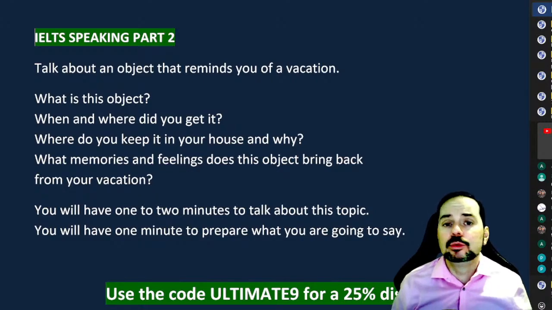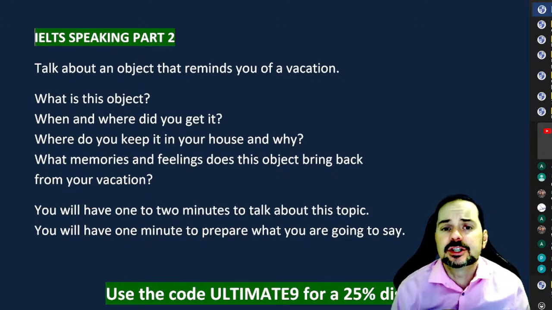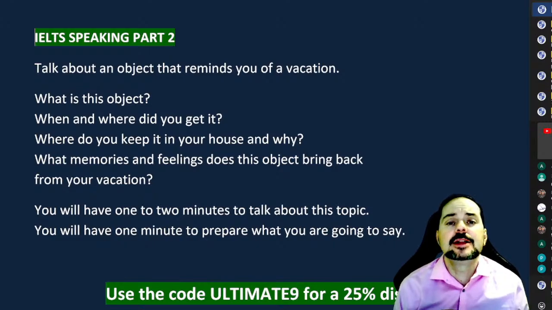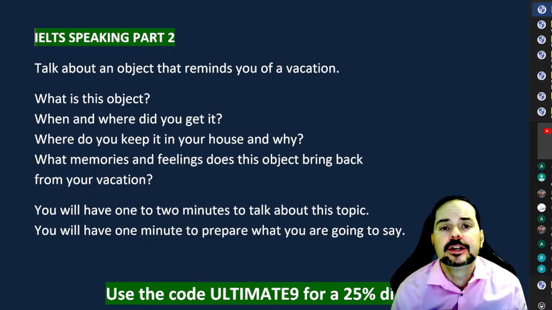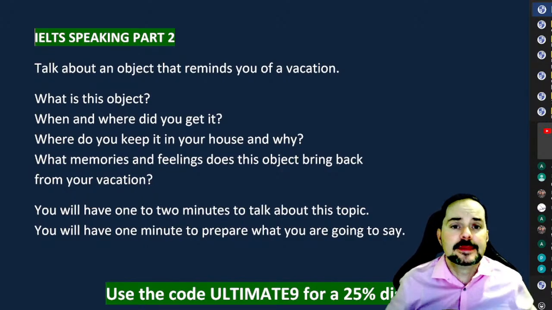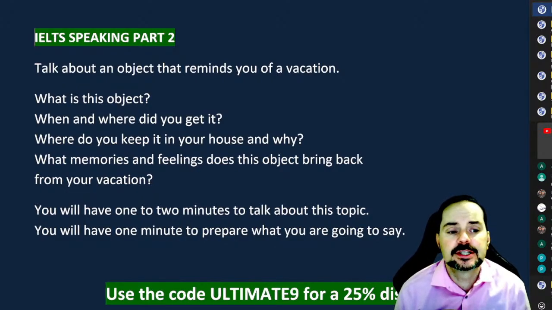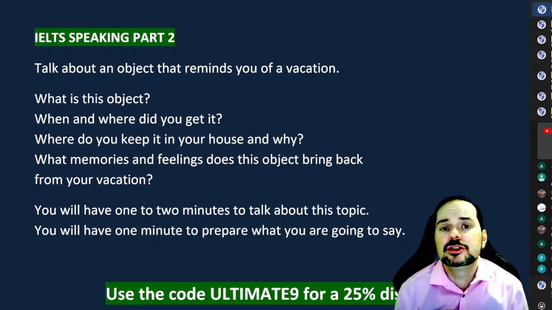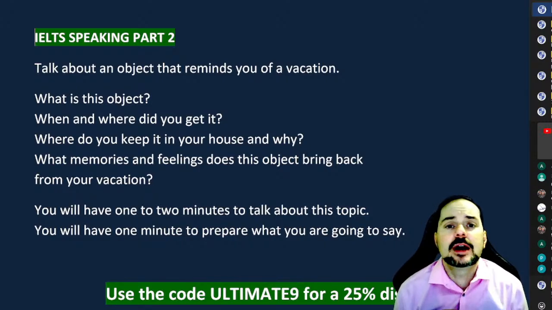For part 2, I will show you some questions. Please do not touch the booklet. You will have 1 minute to read these questions, think about your answers, and then you will have 1 to 2 minutes to speak. I will tell you when to start and when to stop. And then they show you the questions, and they'll read the topic, and then they'll start your 1 minute preparation time. So they'll say something like, talk about an object that reminds you of a vacation. Your 1 minute preparation time begins now. And then you have 1 minute to prepare, okay?